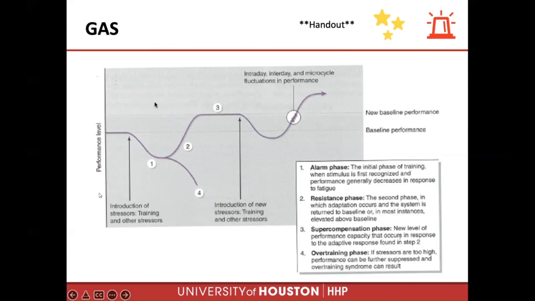Once we're up here with our new baseline, we can repeat this. We can induce a new stressor again, new overload, dip in performance, and then as the resistance stage occurs, they increase and have a new baseline, a new supercompensation again. Okay.